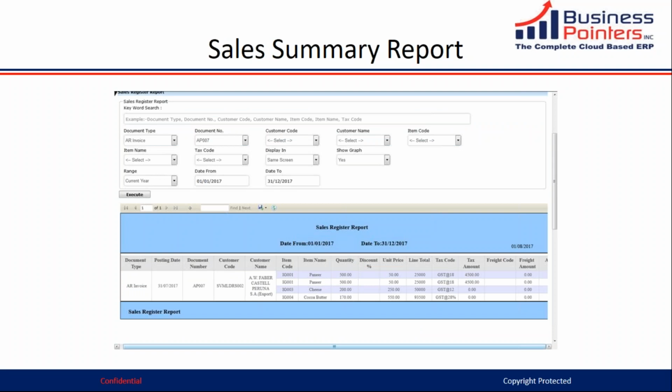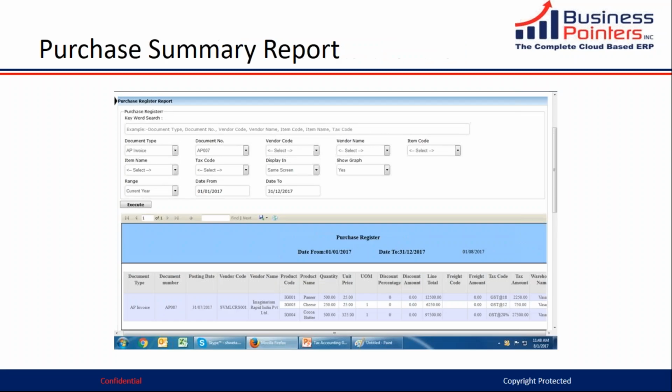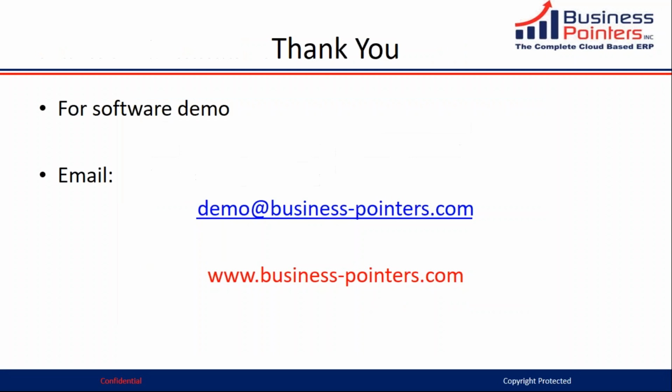As you can see, the tax code and the tax amount, what GST code was applied, and what item, which customer. So you can pull out those reports and prepare your GST filing pretty fast. This is the purchase side of the same report.